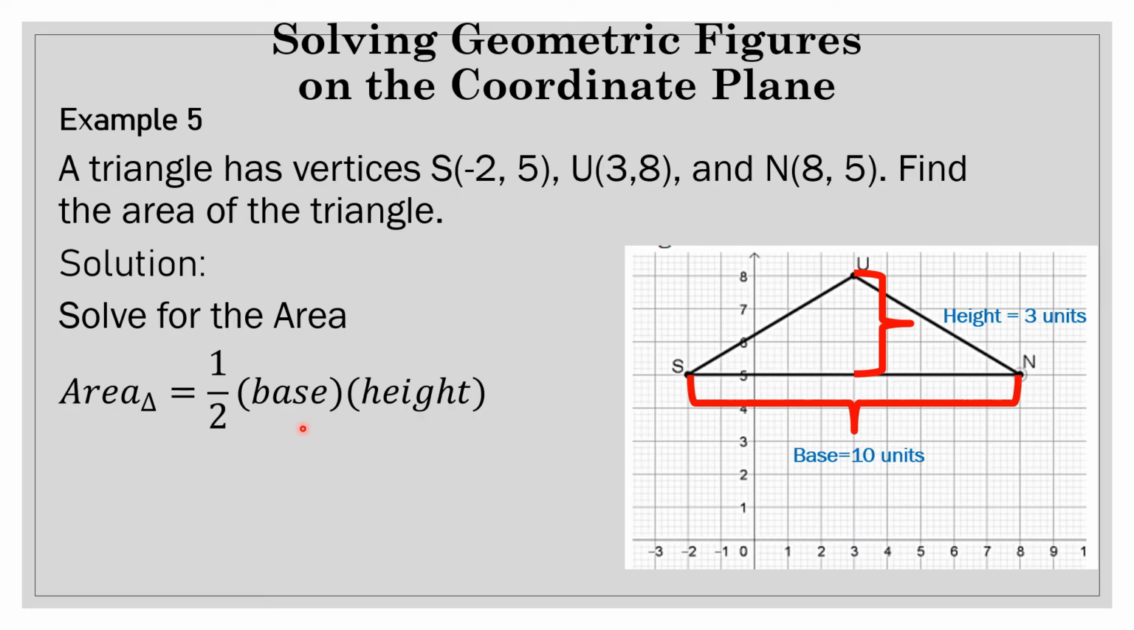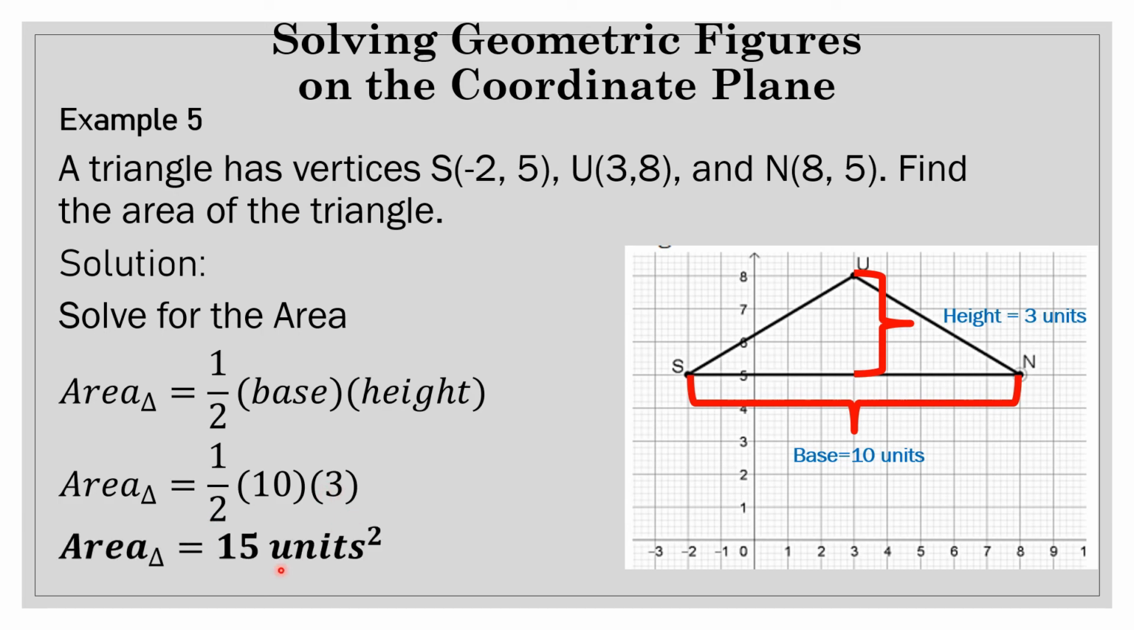So, substitute na natin sa ating formula. We have 1 half times 10 times 3. So, 1 half times 10 is 5 times 3 is 15. Or pwede rin kabaliktaran, 3 times 10 is 30, tas times 1 half or kalahati ng 30 is 15. So, it means 15 units squared yung area ng ating triangle.